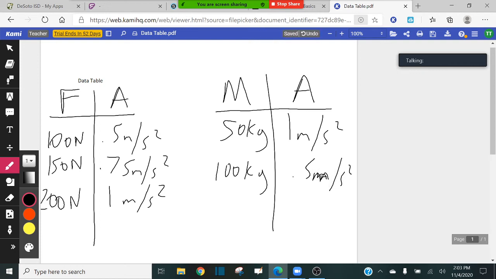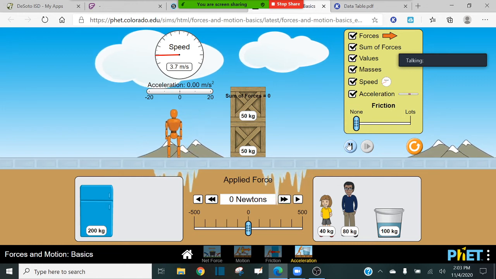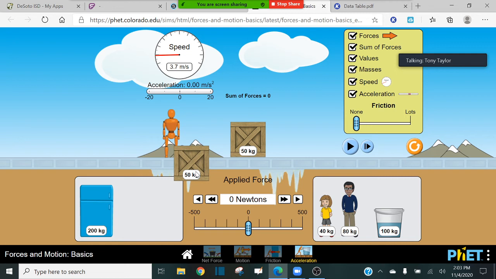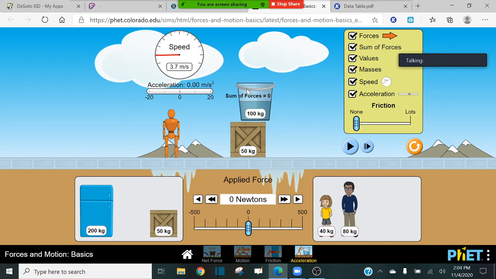Okay, and guys, let's keep going. What if I was to have my mass at 150 kilograms? So if I was to have my mass at 150 kilograms, basically what I need to do is add a bucket of water there. So 100 plus 50 gives me 150 kilograms.